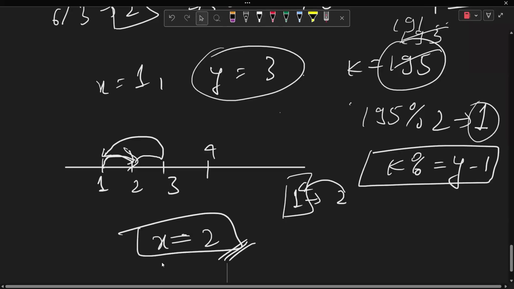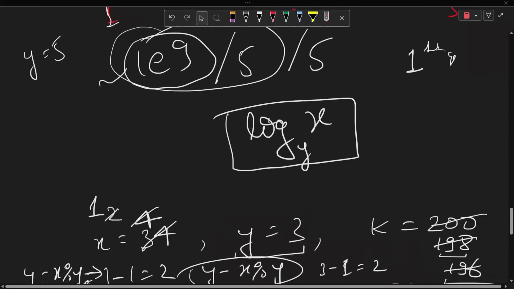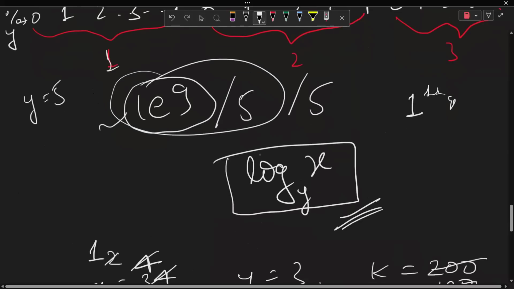That's it. So is it clear? Could you please prove how log of x with base y we can reach 1? If you did not understand why I said it's log of x with base y, I can prove that.